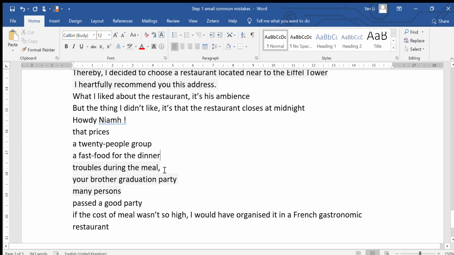"Troubles during the meal." The Troubles are a very bloody and terrifying part of Northern Irish history. You mean problems. "Your brother graduation party": don't forget your possessive S. "Many persons": the plural of "person" is "people," okay? One person, two people. "Passed a good party" should be "had a good party," just like "have a good time." "If the cost of meal": the meal. I don't know exactly what was going on here, but it definitely needs a "the."